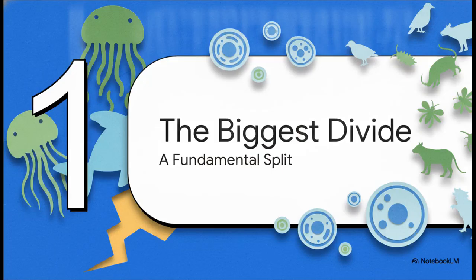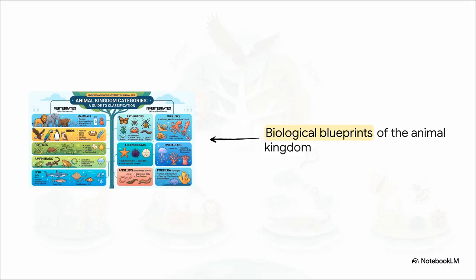Section 1. The animal kingdom's biggest divide. To build our notebook, we have to start with a fundamental structural split, and it all comes down to one simple defining feature: the presence or absence of a backbone.